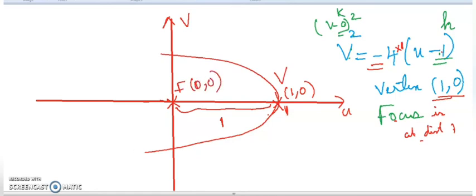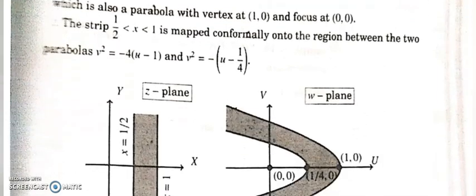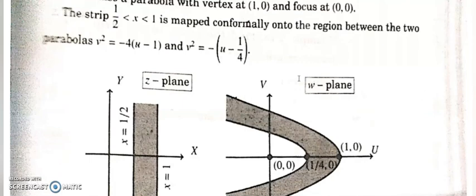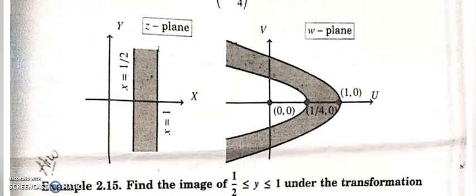So that is the image. So the image will be like this. Now we have got both the images, so now you can confirm like this. The strip 1 by 2 less than x less than 1 is mapped conformally onto the region between the parabolas. We have got two parabolas, so you can draw those parabolas like this. Given x is equal to 1 by 2, you can draw a straight line here. X is equal to 1, you can draw a straight line like this, and that is the in-between region in the z plane.